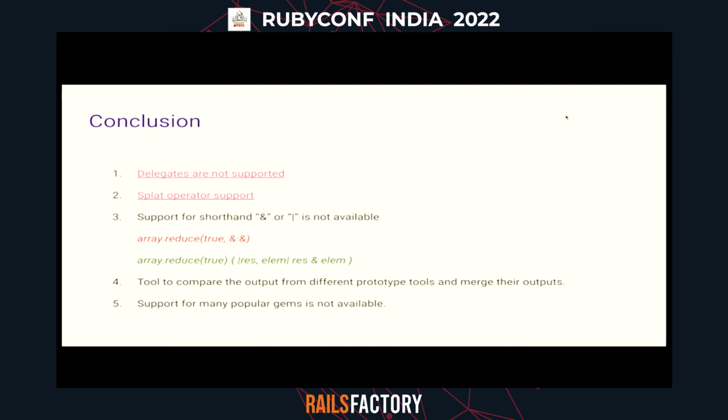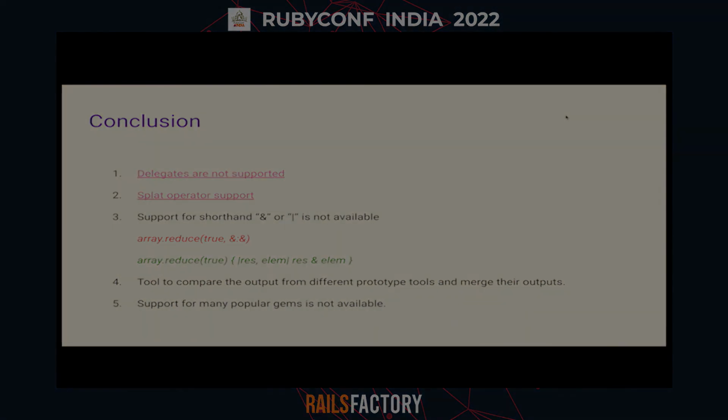One option to overcome this issue is that Sorbet has a gem called Tapioca. You can generate RBI files using the Tapioca gem, and then, using those RBI files, you can convert them again into RBS files. That way you can have compatibility for the gems also.